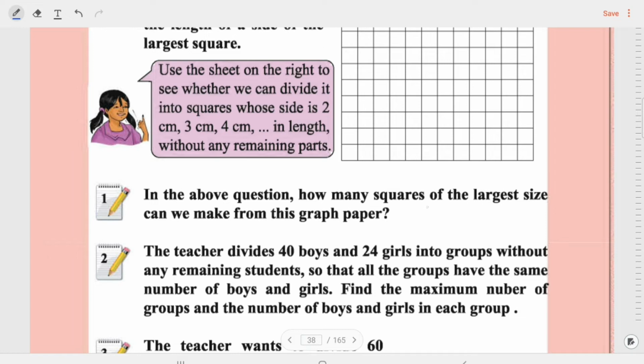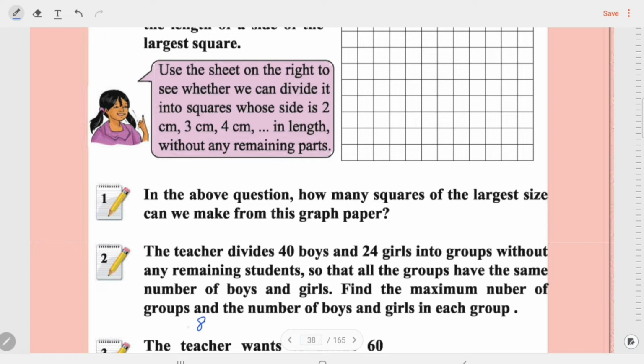40, 24. Proceed like this. 24 ones are 24. This is 16, I guess. Yes, 16. 16 ones are 16. 8 will come. 8 twos are 16. So 8 is the answer. Okay. 8 is the GCF. Okay.